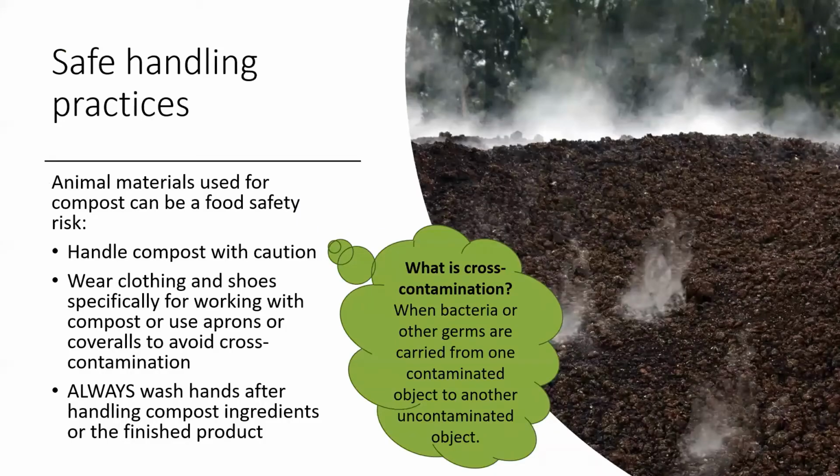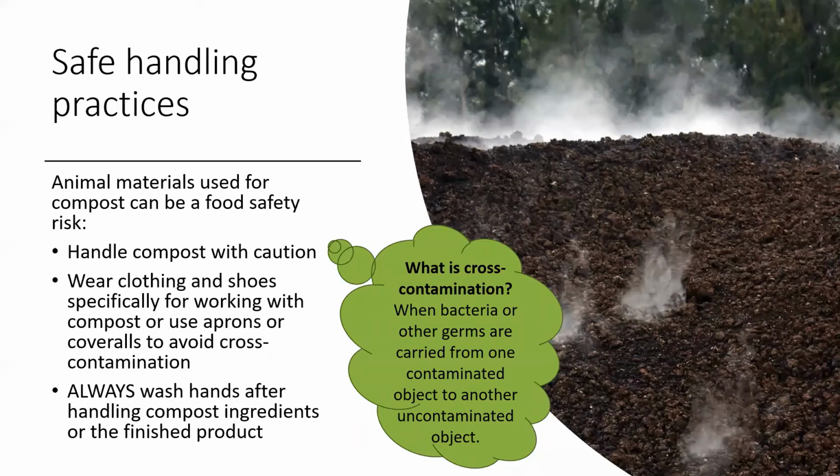So we've talked a lot about the different ways that animal materials are a risk in your compost, and so they can be a food safety risk for your produce. And Adrian did a good job talking about those earlier. And so you always want to handle your compost with caution, because there is some risk identified with those materials. And the main thing that we're worried about is cross-contamination. And so that's when bacteria or germs are carried from one surface that's contaminated to another surface that's not contaminated.